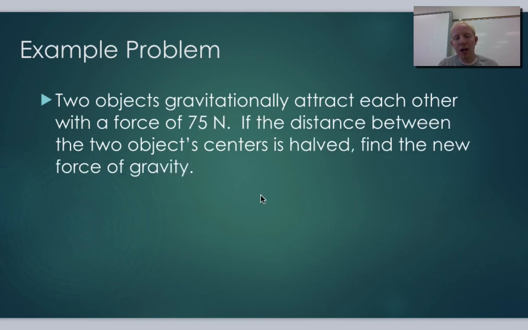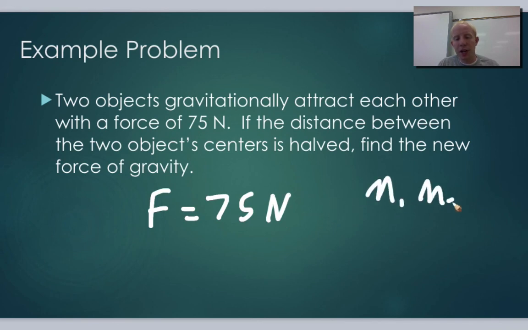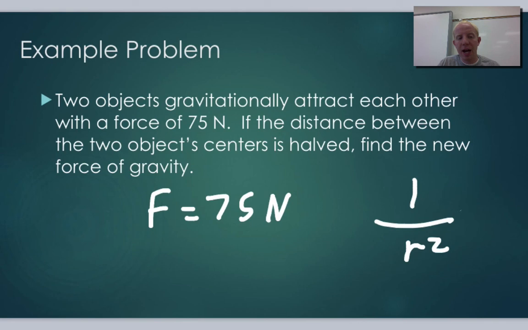So now we have two objects. The force is 75 newtons. The distance between the two object centers is halved now. All that stuff on the right side is m1, m2 over r squared. M1 and M2 aren't changing, so we'll just replace them with a 1. R squared is now a half, so we've got to be careful here.